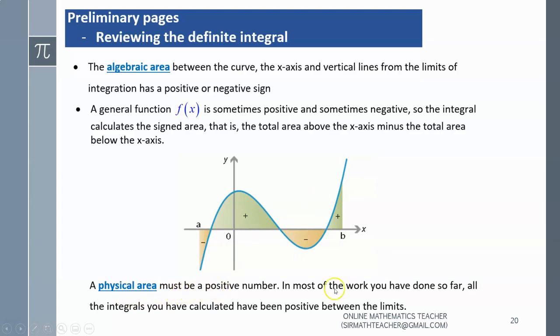The physical area, though, is a positive number. That's when we're adding up our area above the x-axis and the absolute value of the area below the x-axis to give us a physical area.